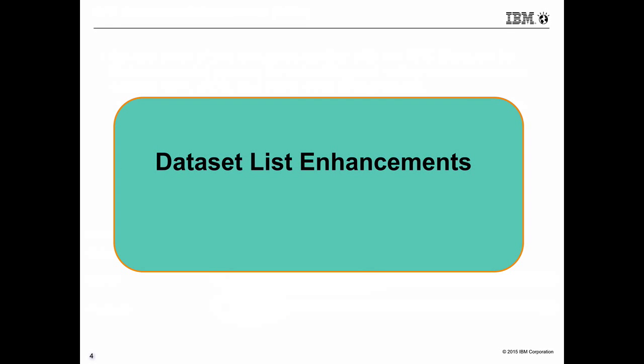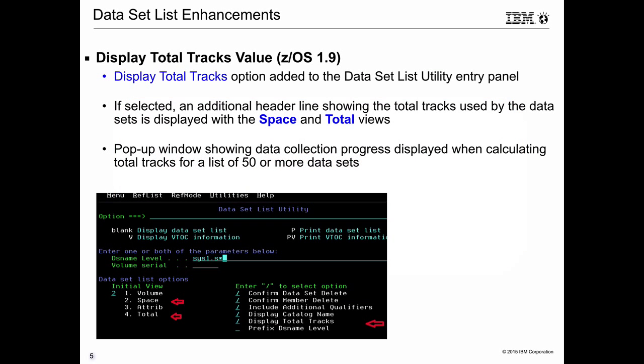Having said that, let's get into the material. We're going to start with a category of enhancements related to the dataset list. And the first thing we'll talk about is the ability to display the total tracks. So if you go to 3.4, the dataset list utility, if you're in either the space or the total view, there's an option that you can choose over on the lower right side of the panel called Display Total Tracks.